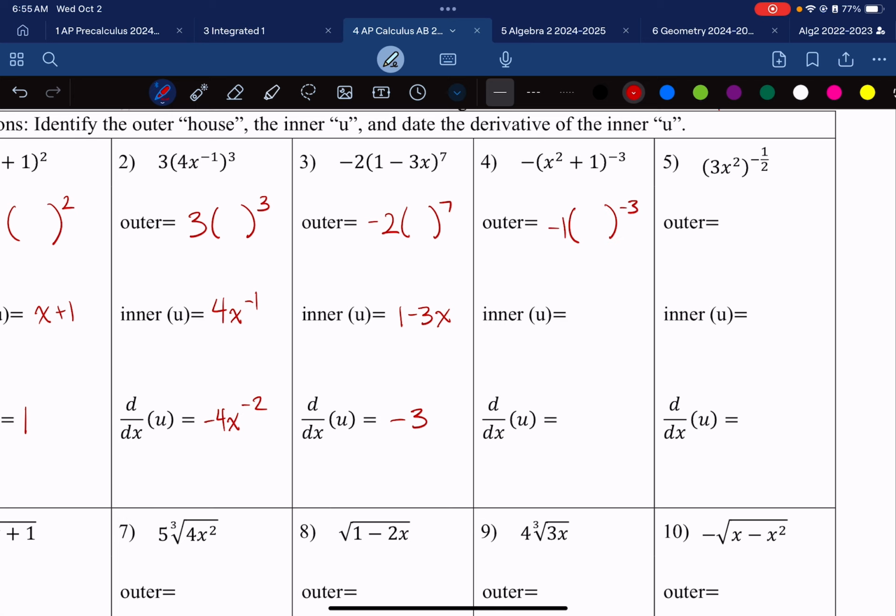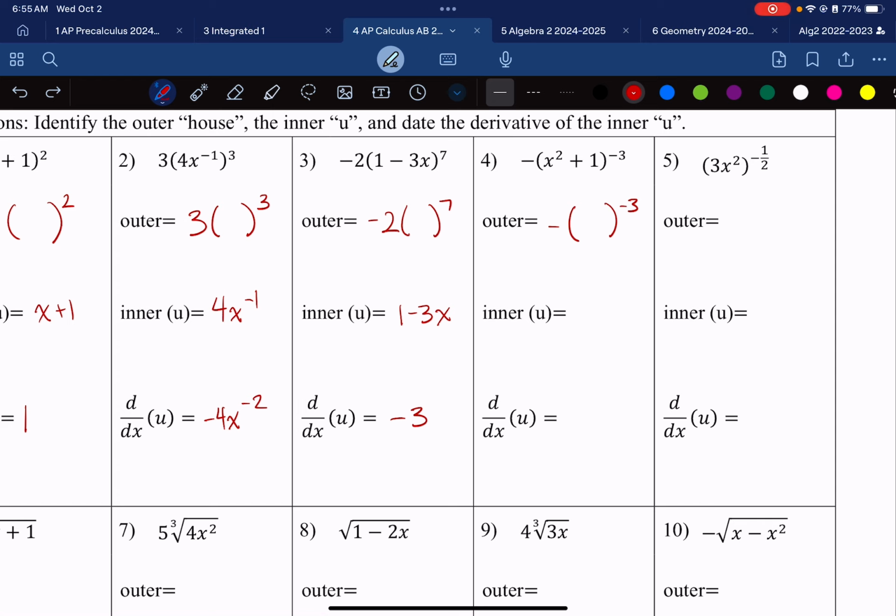It's technically a negative 1, but I'm just going to leave the negative. The inside, the inner, is x squared plus 1. And then when I take the derivative of that, the derivative of x squared, the 2 comes down in front, making this a 2x to the power of, well, this 2 was a 2, I'm going to go down to 1, so I don't write the 1, I just leave it there, and the derivative of a constant is 0.